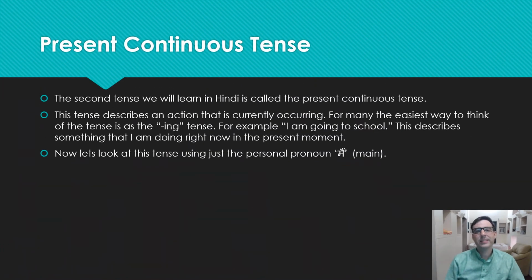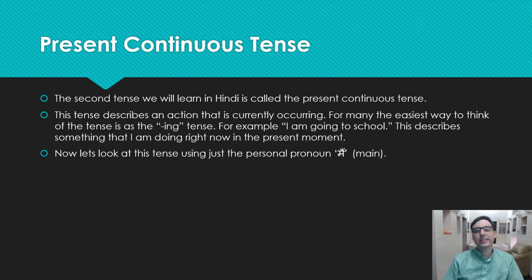The second tense that we're going to be learning in Hindi is called the present continuous tense. You can simply think of this as the ing tense. This tense describes an action that is currently occurring. It's something that's happening right now. And for many, the easiest way to think of it is as the ing tense, as I've already said. For example, I am going to school. This describes something that I am doing right now at the present moment.